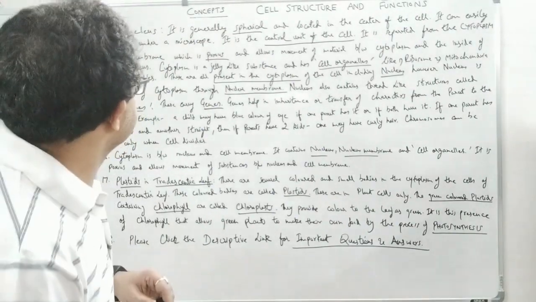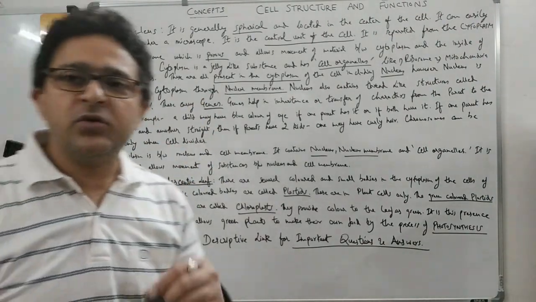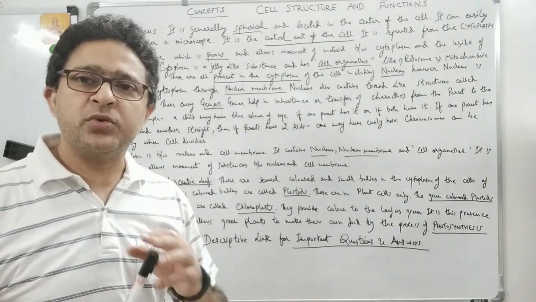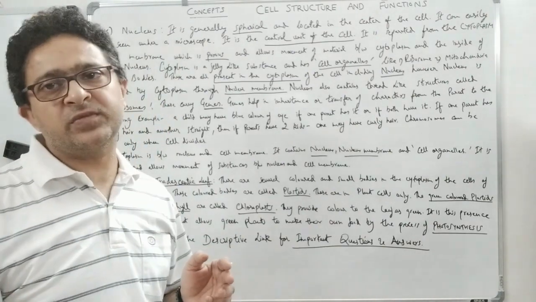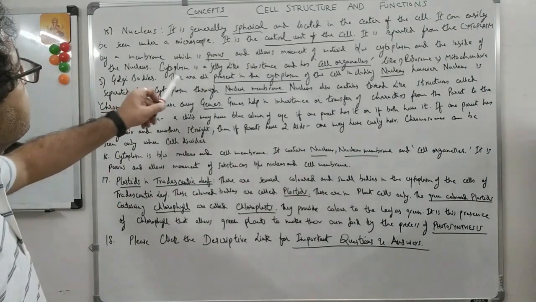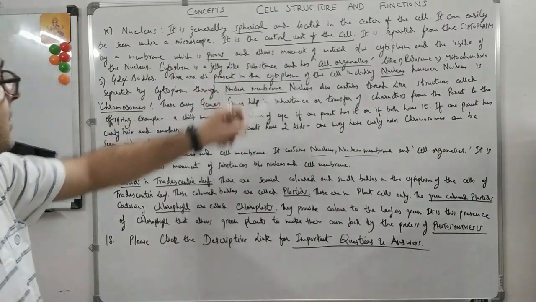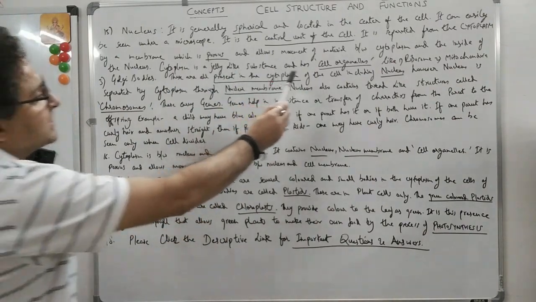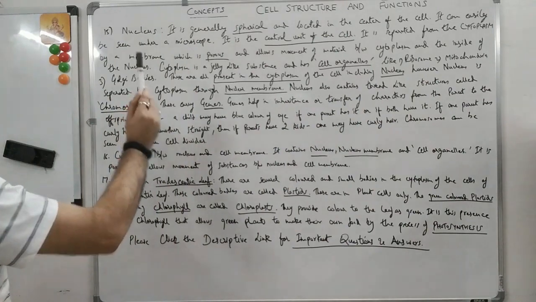Let's move further. This is the same thing, and even the nuclear membrane is porous, just like the cell membrane. It allows movement of material from inside the nucleus to the cytoplasm, and vice versa. Cytoplasm is a jelly-like substance. I have told you about the cytoplasm. It is a jelly-like substance and has cell organelles like ribosome, mitochondria, and Golgi bodies.